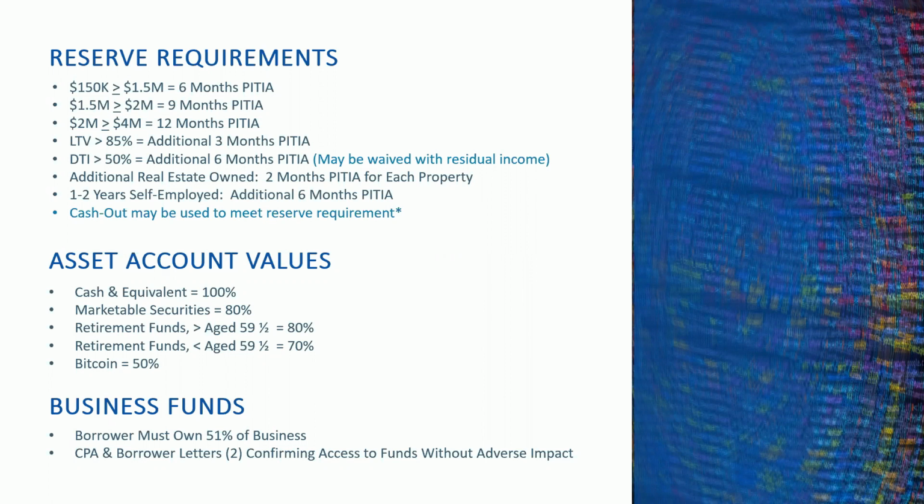Asset account values. This is how much percentage of the face value of each particular type of asset that we would consider. So cash and equivalent is 100%. Marketable securities, we take 80%. Retirement funds does vary based on the borrower's age, whether or not they're retired age, 70 or 80%. And Bitcoin, we will accept for 50%.